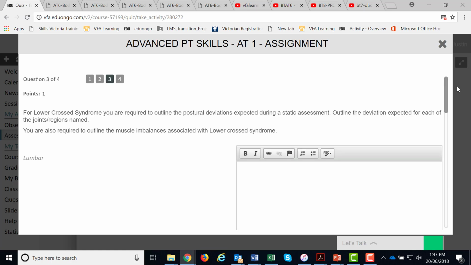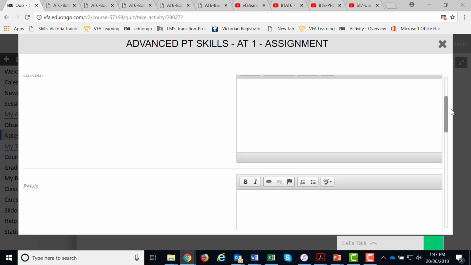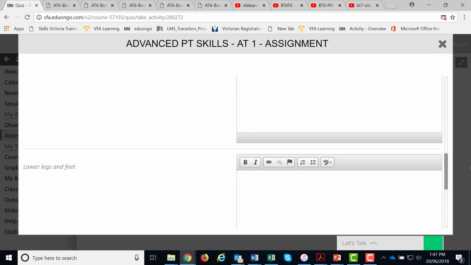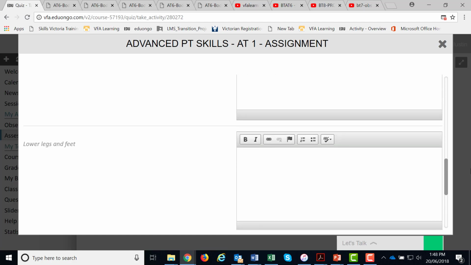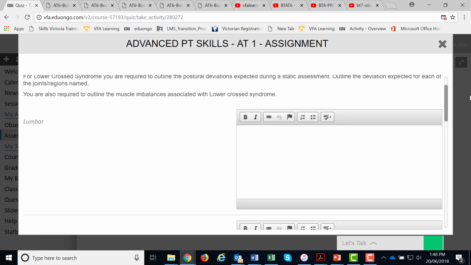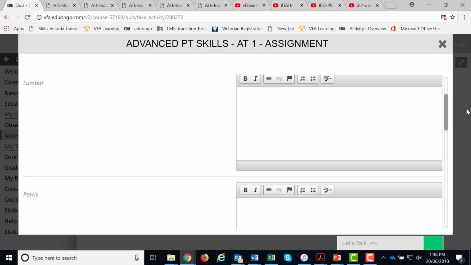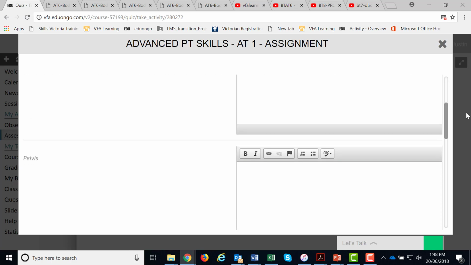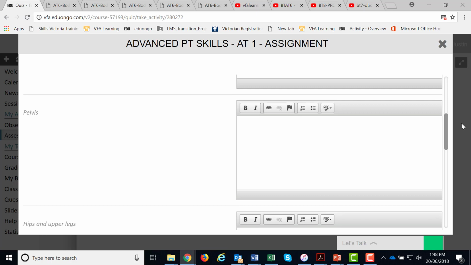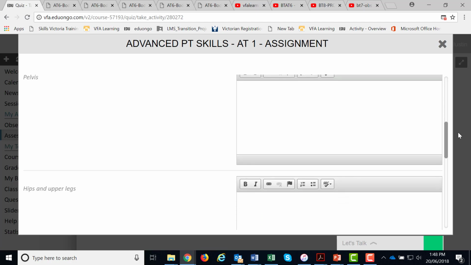Section 3 is similar to section 1, but this time we're looking at lower cross syndrome. So you need to discuss the deviations in the lumbar, pelvis, hips, lower legs and feet. Again, by deviation, we're looking at, is there an excessive lumbar curve? Pelvis, are they internally, externally rotated? Sorry, that relates to the hips, whether the pelvis is forward or back.